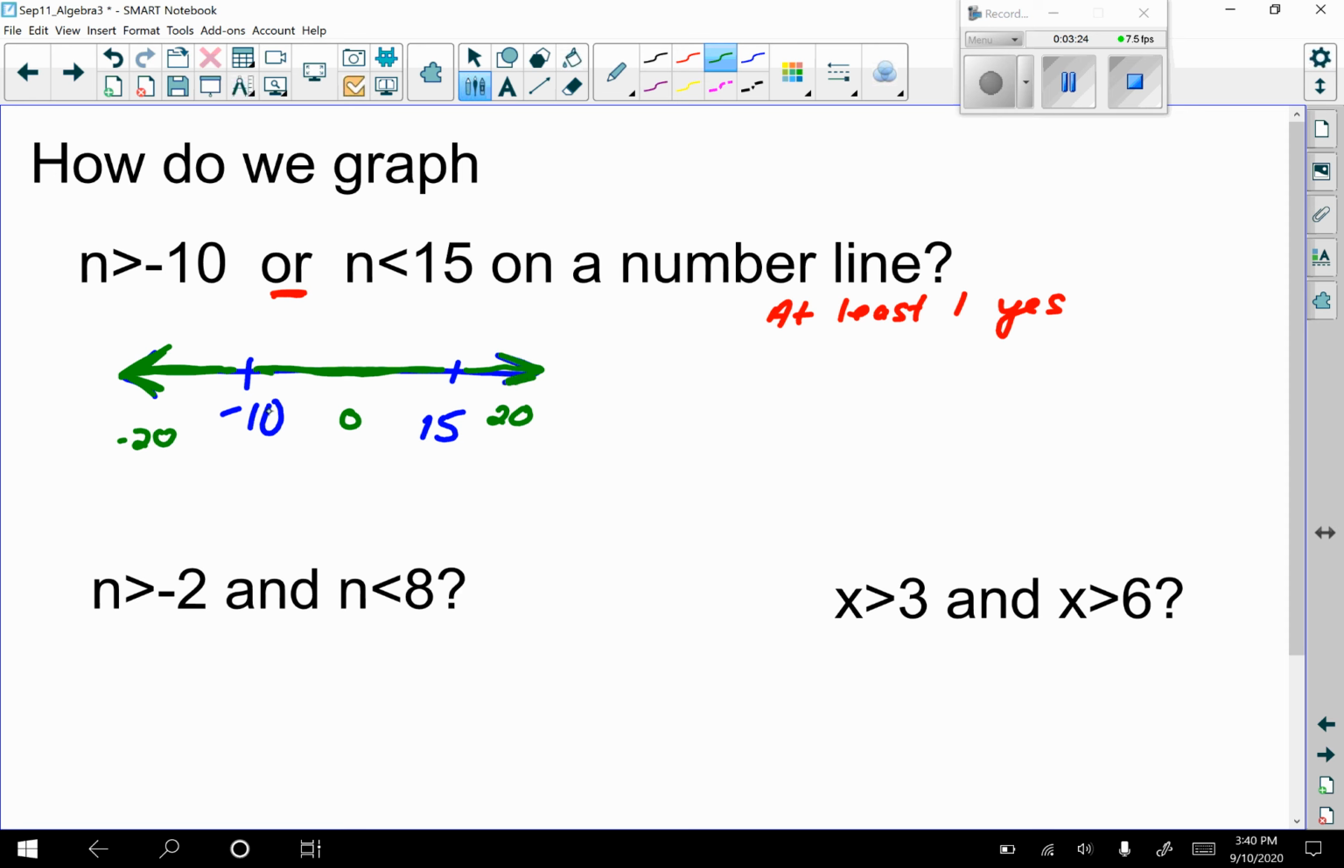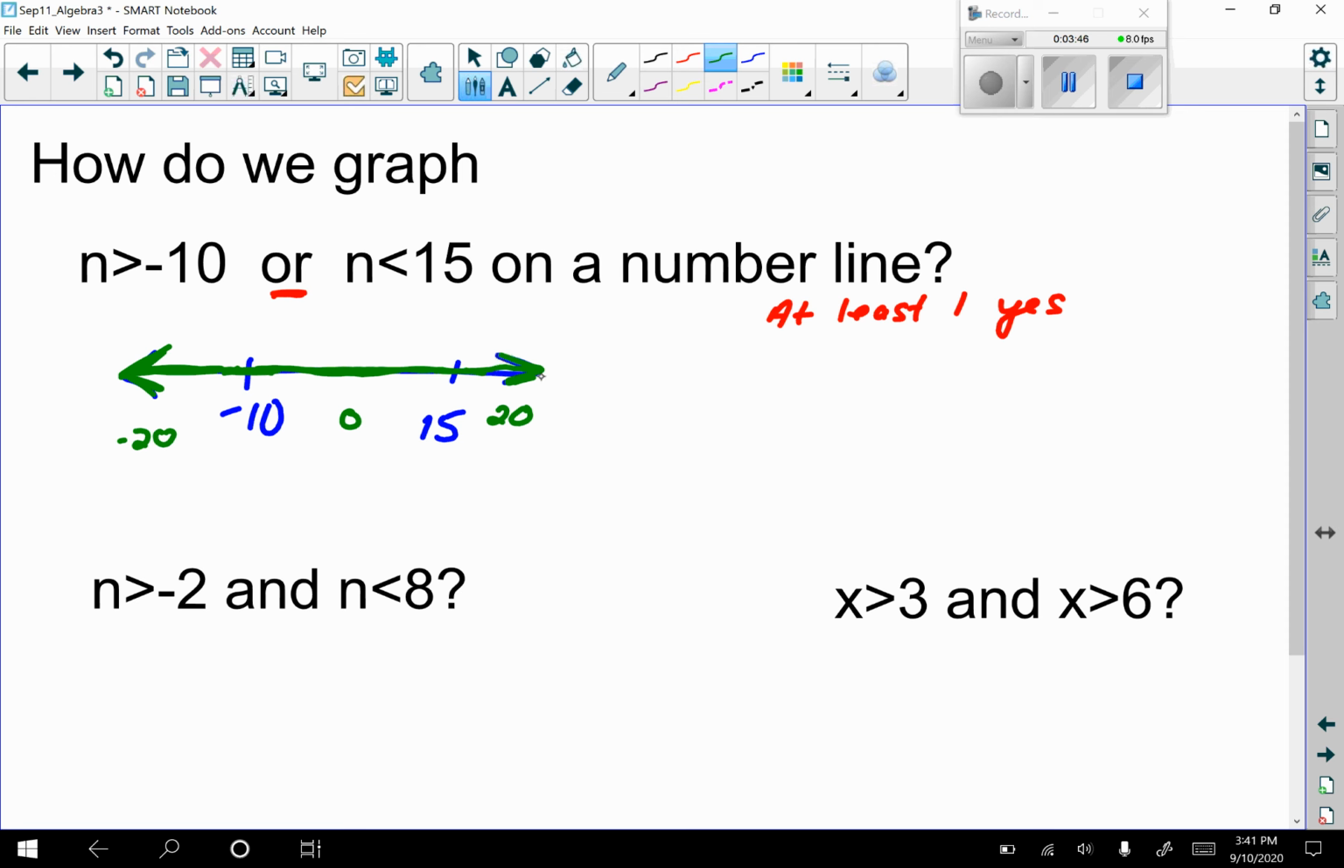Now let's go back and test the numbers themselves. Is negative 10 greater than itself? No. But is negative 10 less than 15? Yes. So in this case, I don't put an endpoint because even though negative 10 isn't included in the first one, it is included in the second. Likewise, for 15, it is greater than negative 10, not less than itself, but because I got a yes for the first one, I'm going to shade over this.